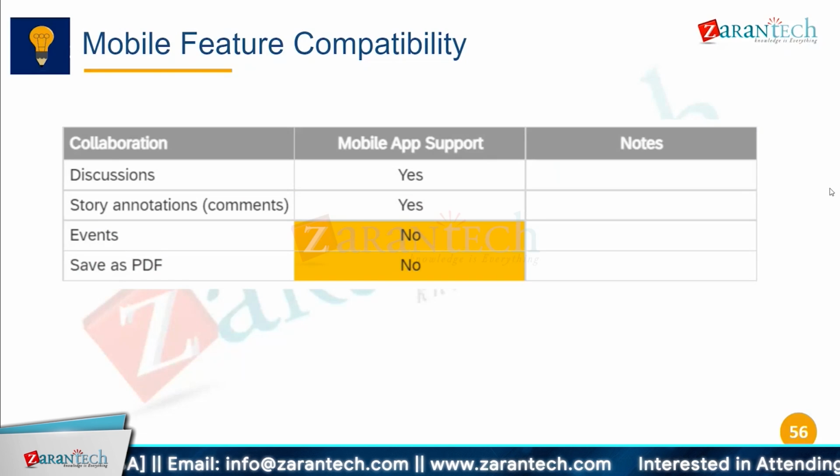So with respect to discussions or collaboration or commenting, such things are available within the mobile app. Then events are not available. For example, if you want to create some task within the calendar, such things are not available in mobile.